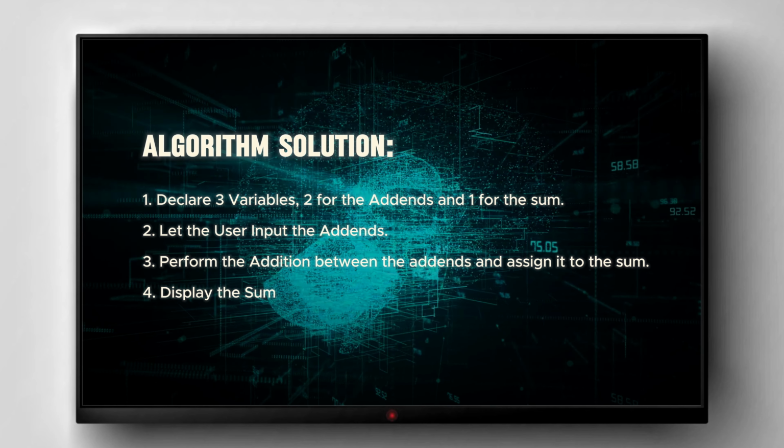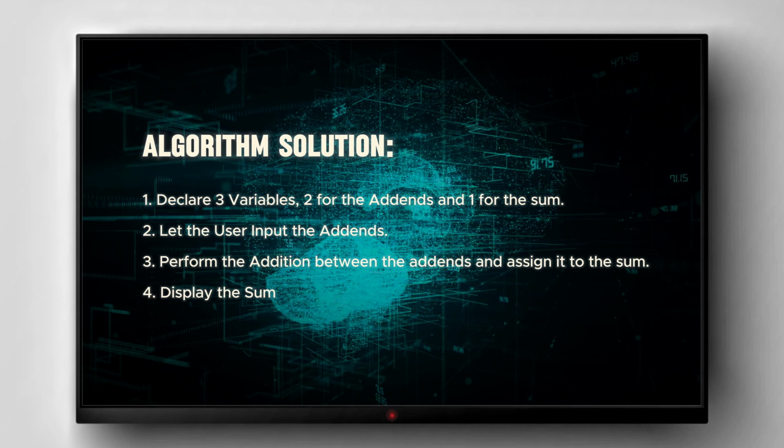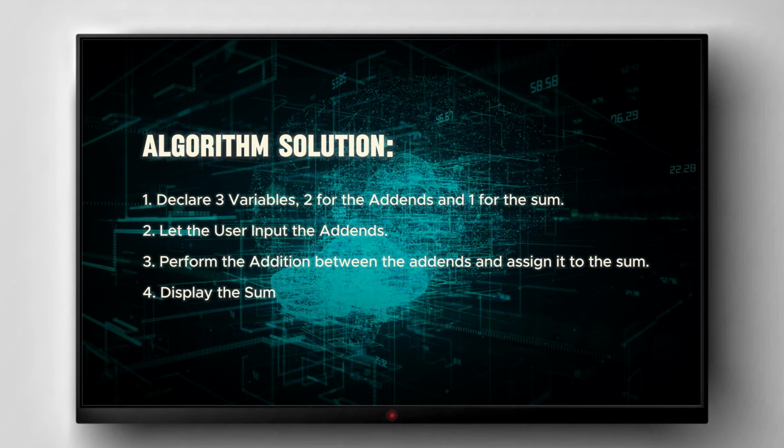Step 4. Display sum. Finally, the algorithm displays the sum of the two numbers to the user. This step involves showing the result of the addition operation performed in Step 3.